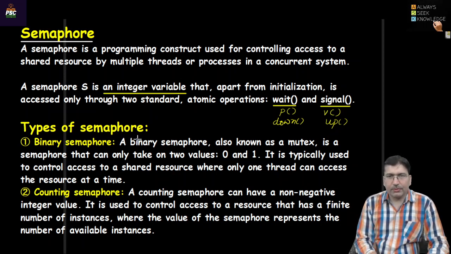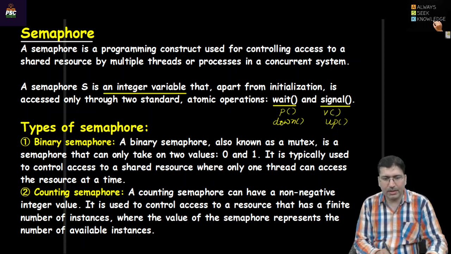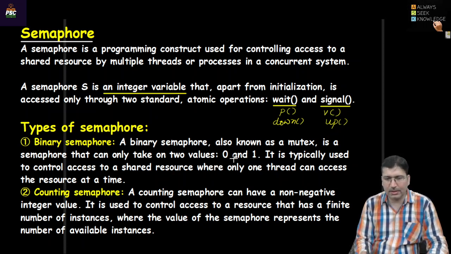There are two types of semaphores. I have already written here, binary semaphores and counting semaphores. Binary semaphores can have values 0 and 1, and counting semaphores generally have values starting from 0 to some n number of values. So you can consider a counting semaphore a positive integer. Although the operations wait and signal can be performed on either, you can apply wait on a binary semaphore, and similarly you can apply it on a counting semaphore also.